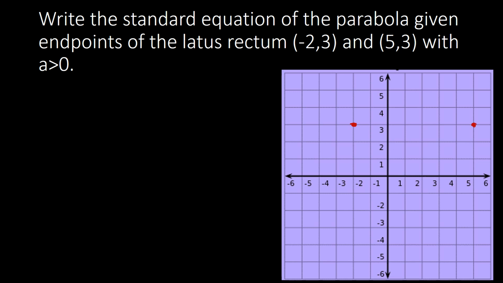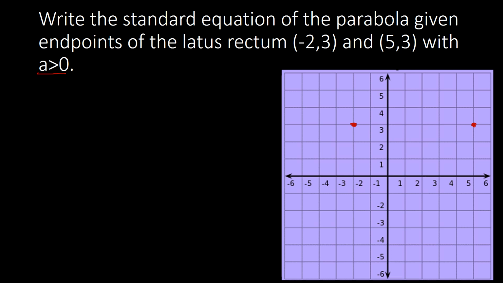If you look at it, the orientation of the endpoints of the latus rectum is horizontal. When it is horizontal, the parabola is going to open up or down. Since it is mentioned that a should be greater than 0, we expect that our parabola will be opening upward.